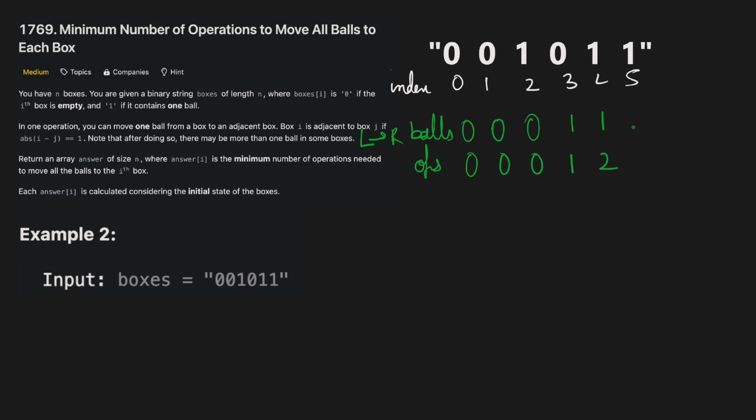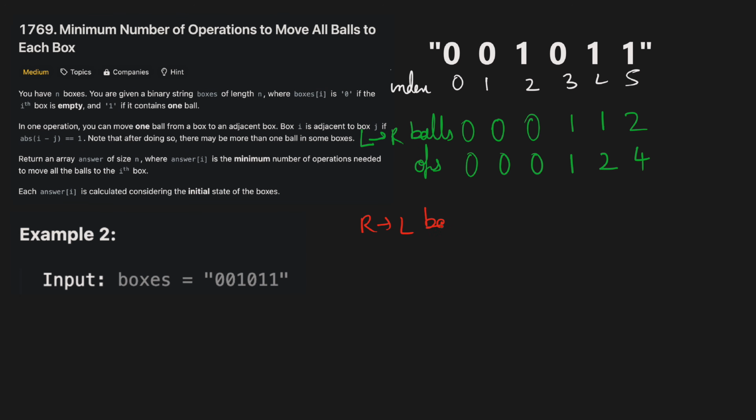And finally we come to index 5 and it has 2 balls on the left of it and the number of operations till the previous index was 2 and moving these 2 balls will require 2 additional operations. So the total number of operations will become 4. So this was from left to right. Now we have to do the same thing from right to left.